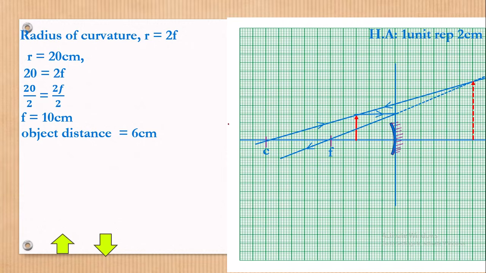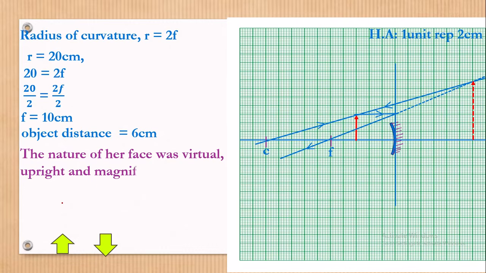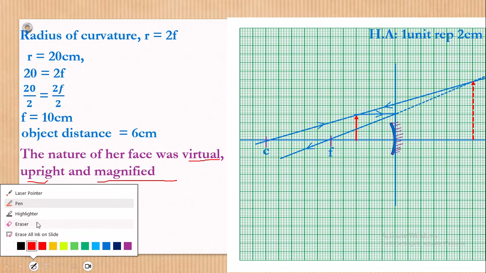Now we have used the ray diagram to show how our face became bigger. You see that the object here is small, the image here is big, and that's how our face became bigger. In fact, the face became magnified. But I want us to clarify why. Let's have that in writing. The nature of her face was virtual, upright, and magnified. Magnified is one which makes it bigger. Virtual, it's behind the mirror. Virtual means that it cannot be cast onto the screen. Upright means that it was not upside down, in simple terms.